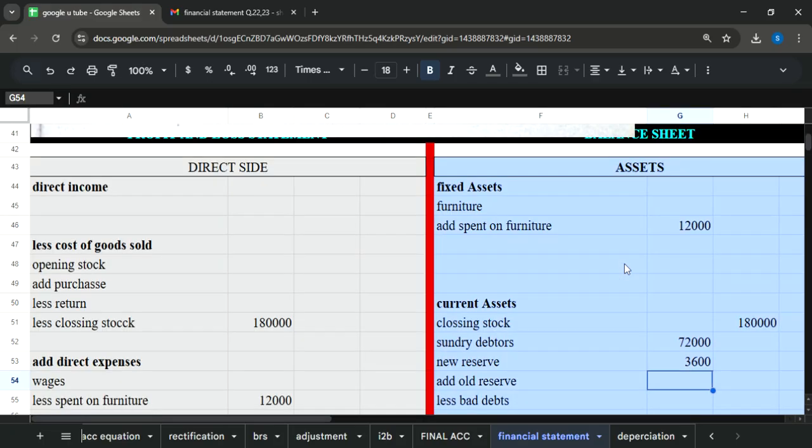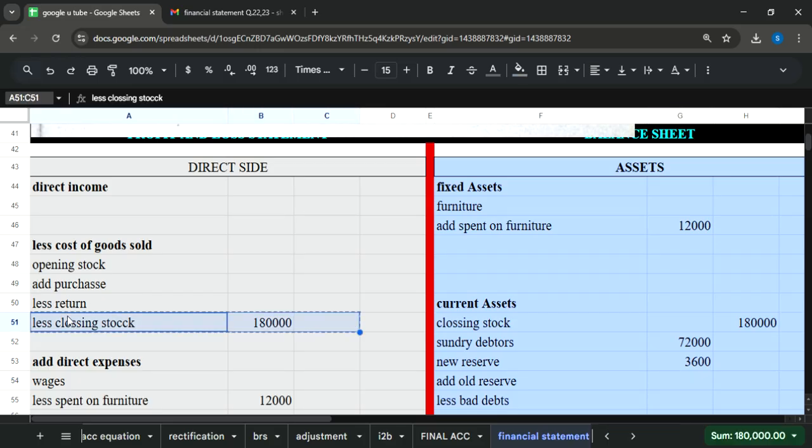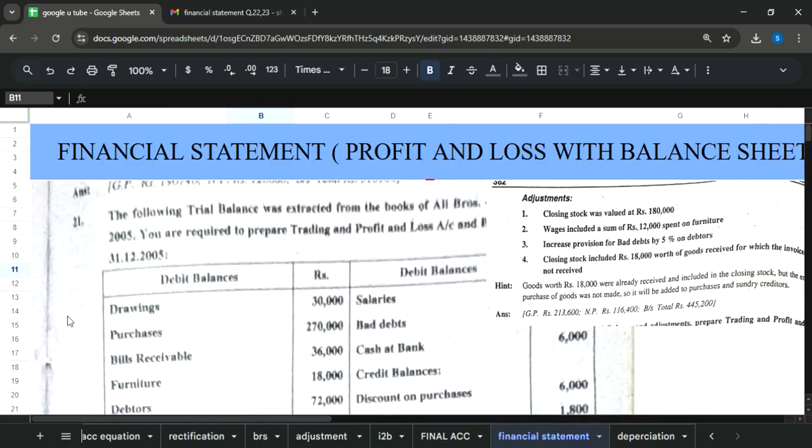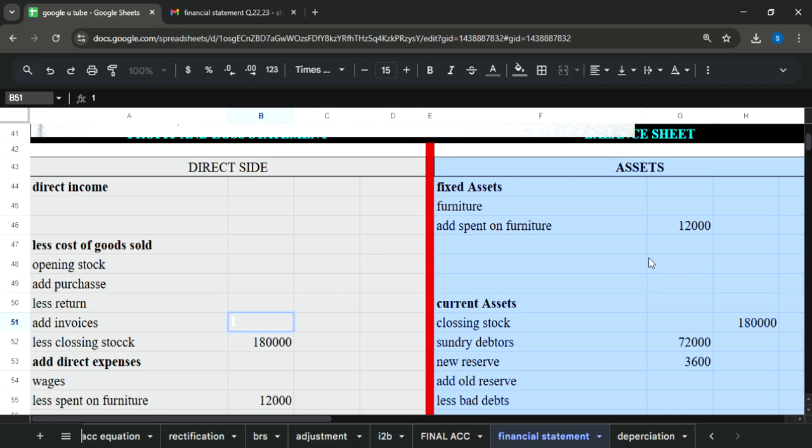So here, in opening stock, we are going to add one more line at this place. You will add invoices, just to remind ourselves. And how much is the invoice? That is 18,000. So the amount posted in front of it would be 18,000.